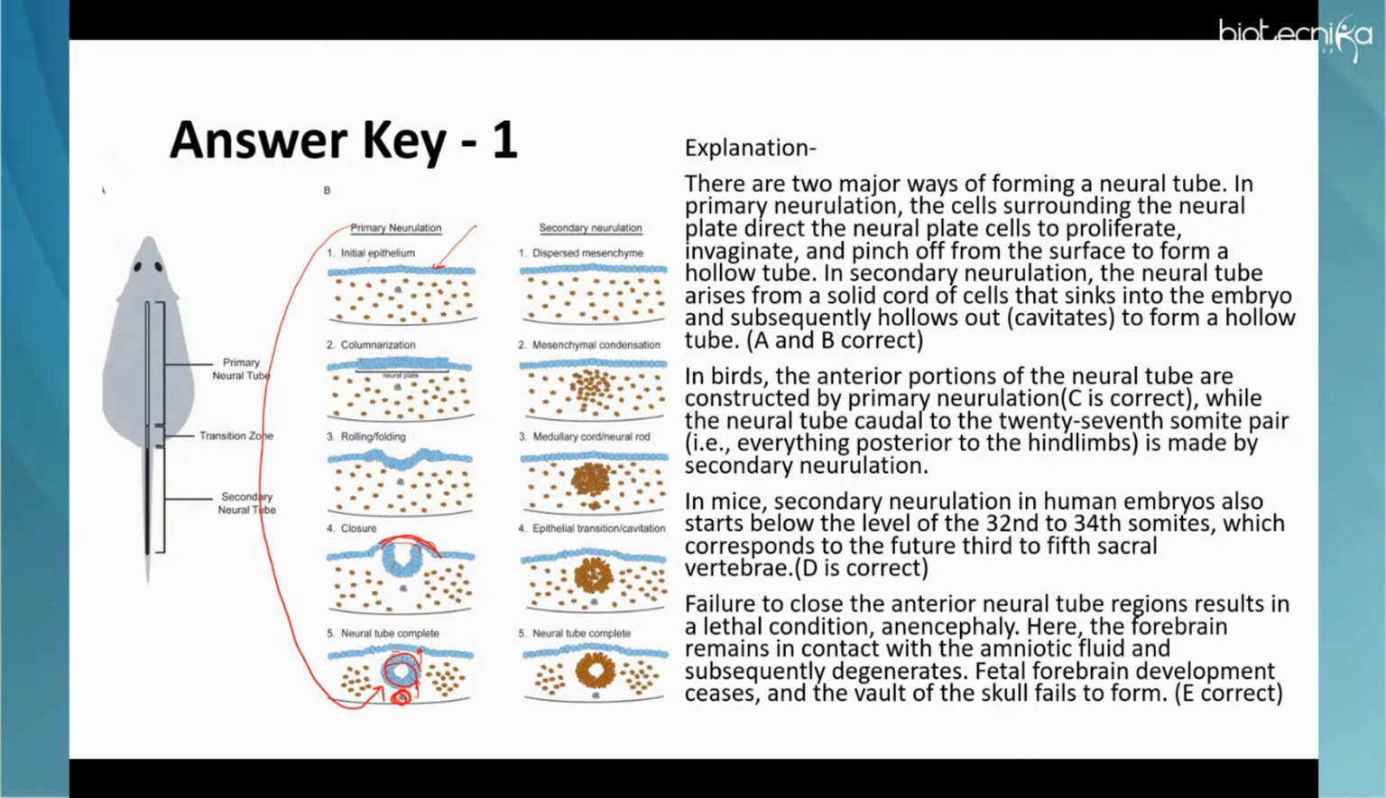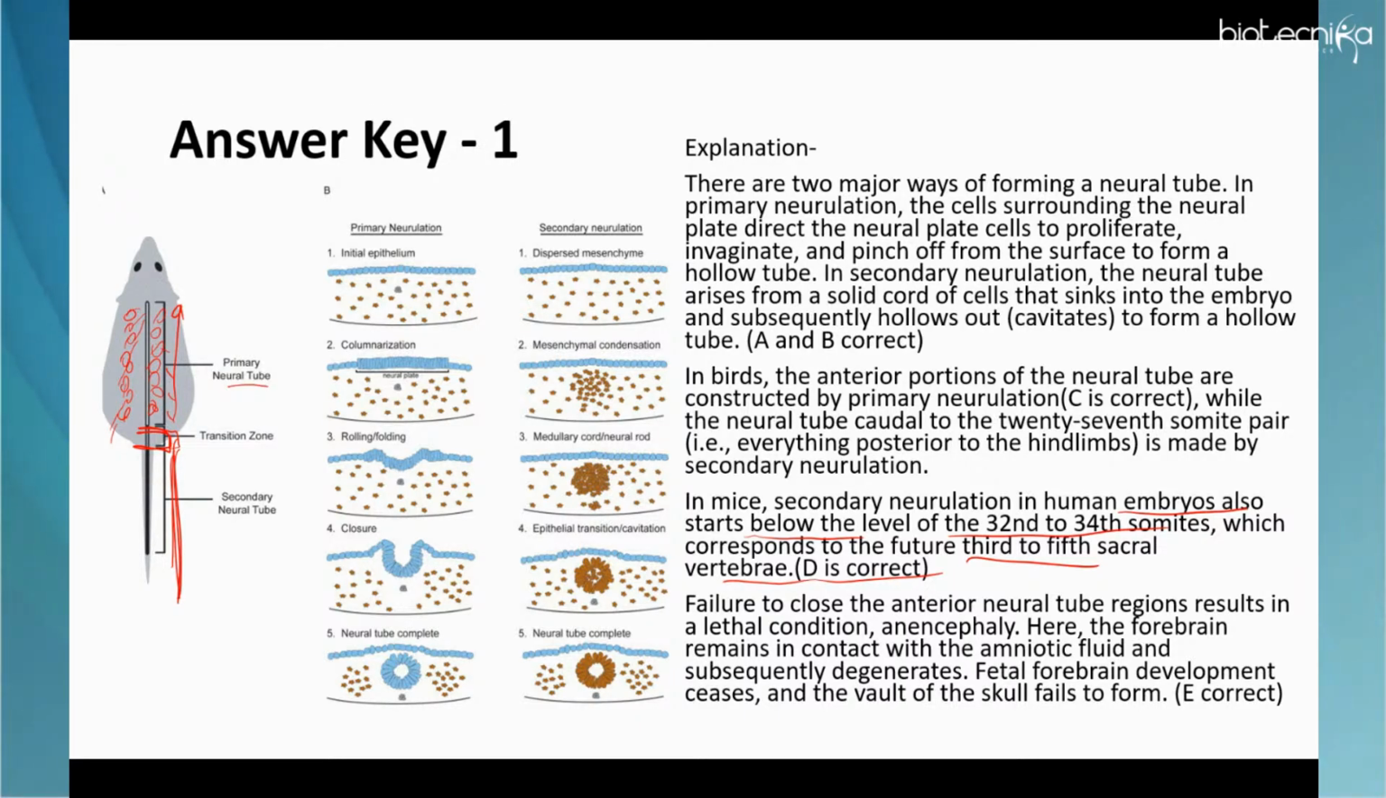In mice, as you can see, in mammals, you can consider this the transition zone. Before that, you have the primary neural tube. Secondary neurulation in human embryos starts below the level of the 32nd to 34th somites, which corresponds to the future third to fifth sacral vertebrae. So that is also correct. This is the sacral vertebrae, from where secondary neurulation will start. Somites are tissues present on the sides of the vertebrate column. From the somites, cells will be released to form certain parts of the limb or even other tissues.